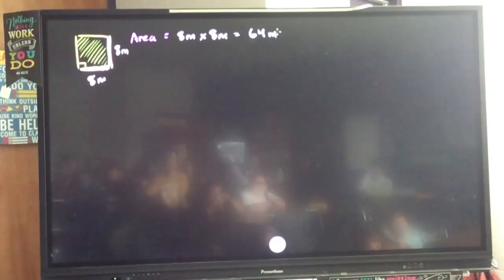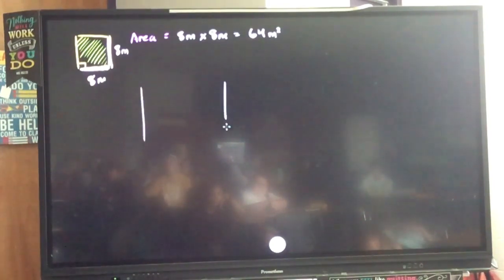So it's going to be 8 meters. So your area is going to be 8 meters times 8 meters, which is equal to 8 times 8, which is 64. And then your meters times your meters, you have to do the same thing with your units. You get 64 meters squared. Or another way of saying this is 64 square meters. And you might be asking, where are those 64 square meters? Well, you can actually break it out here.